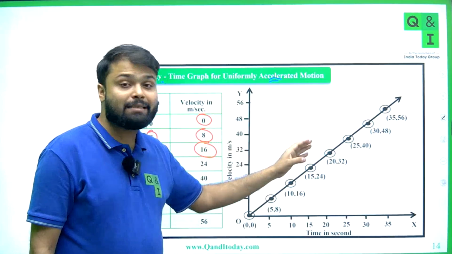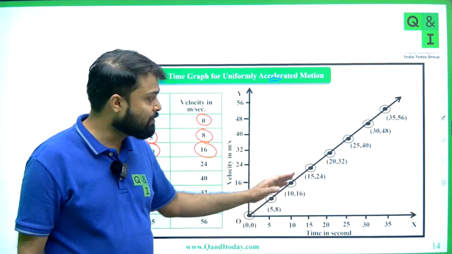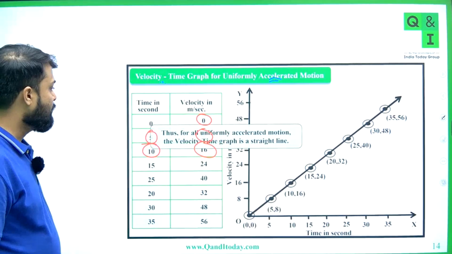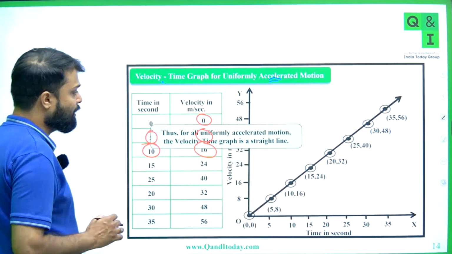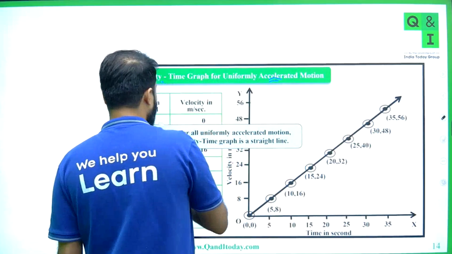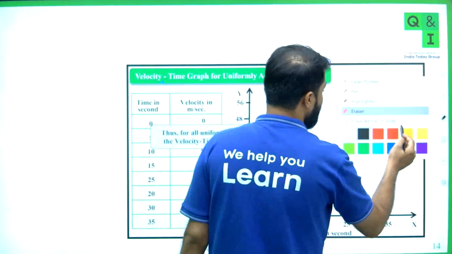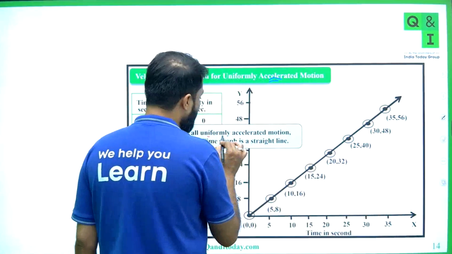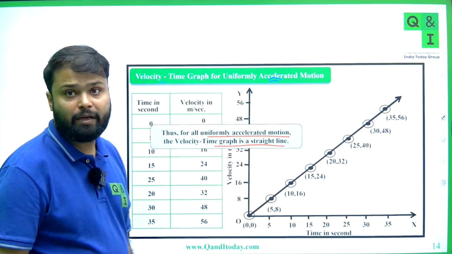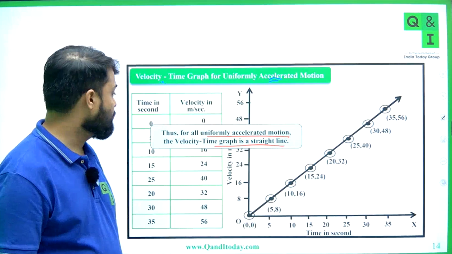Here again, if acceleration is uniform, that means velocity is increasing with respect to time, but the increase is linear. Here the graph is a straight line, which is a linear graph. Everybody can see here that for uniformly accelerated motion, the velocity time graph is a straight line. This is very important: for uniformly accelerated motion, the velocity time graph is a straight line.